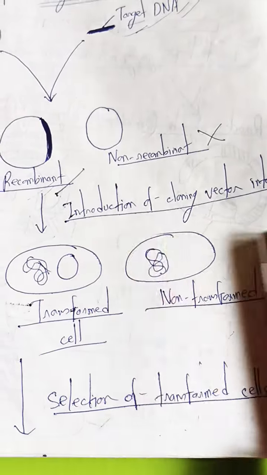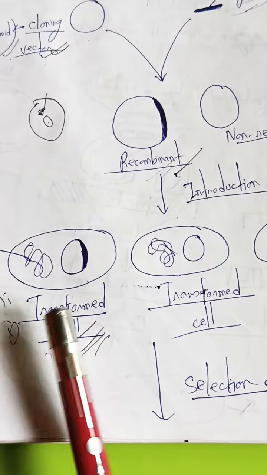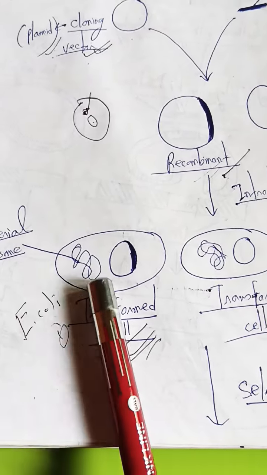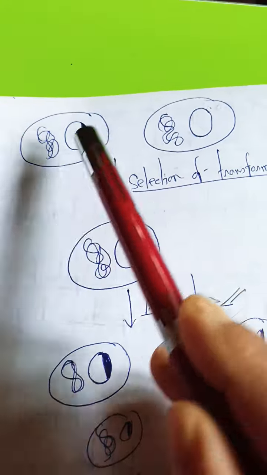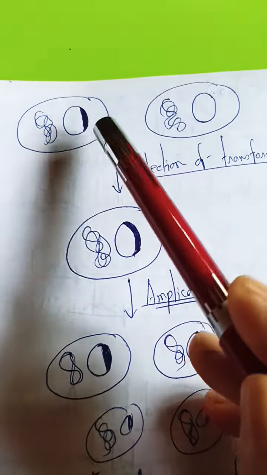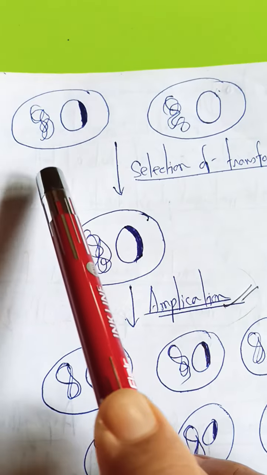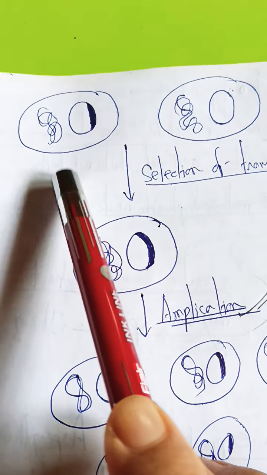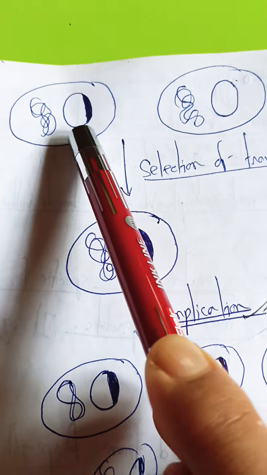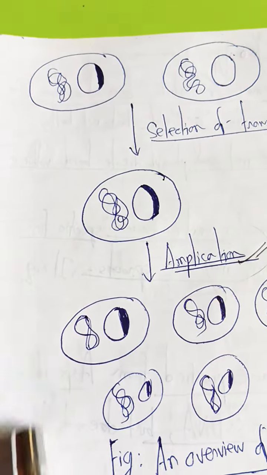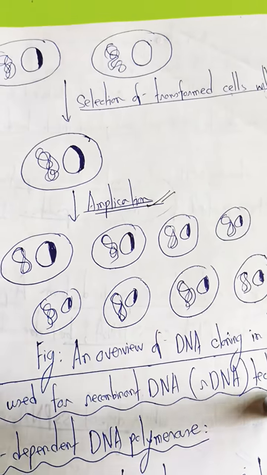So we have to remove this non-transformed part and select the transformed cell which contains your recombinant DNA. So we select only the transformed cell from both of these. We say both are transformed cells, but we select only the transformed cell that contains the recombinant part and amplify it, multiply it in a fermentation tank.